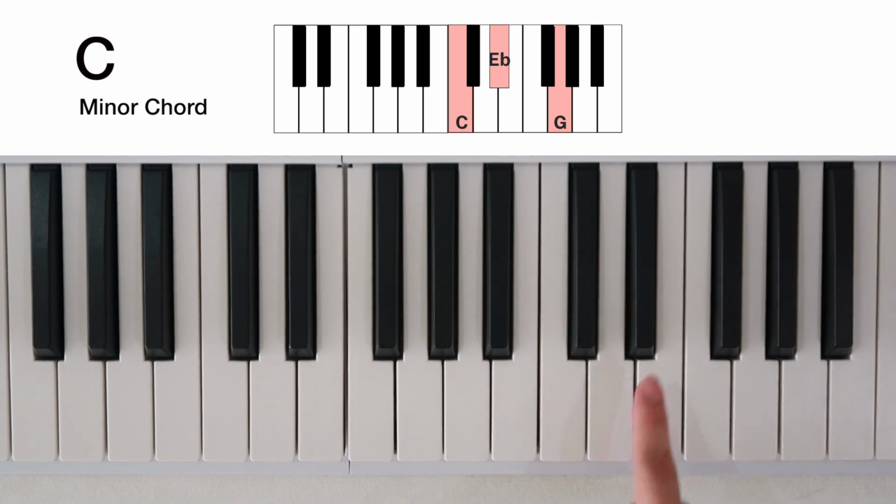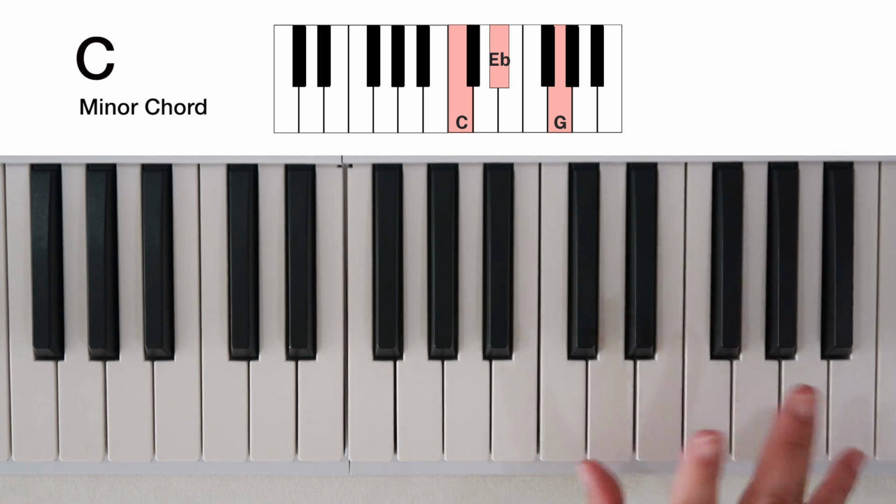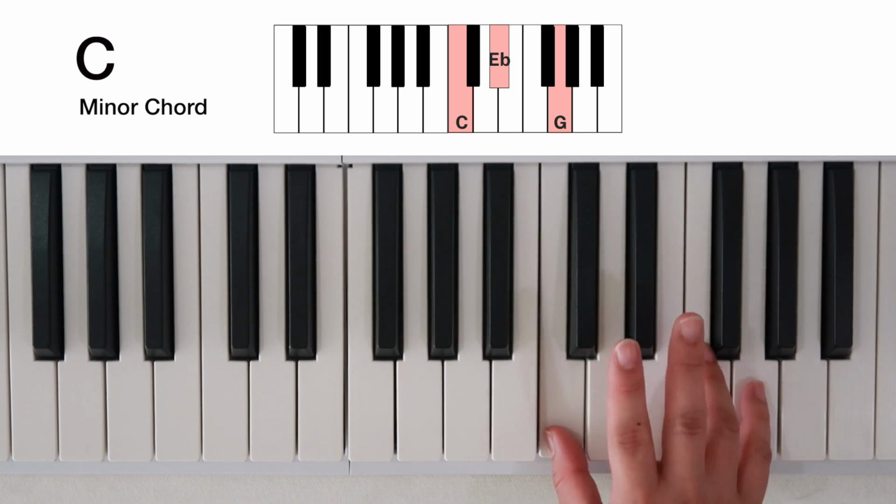We'll go 1, 2, 3. We have an E flat. C as the root note, count out 7 semitones. We'll go 1, 2, 3, 4, 5, 6, 7. That's a G. C minor chord, we go C, E flat, G.